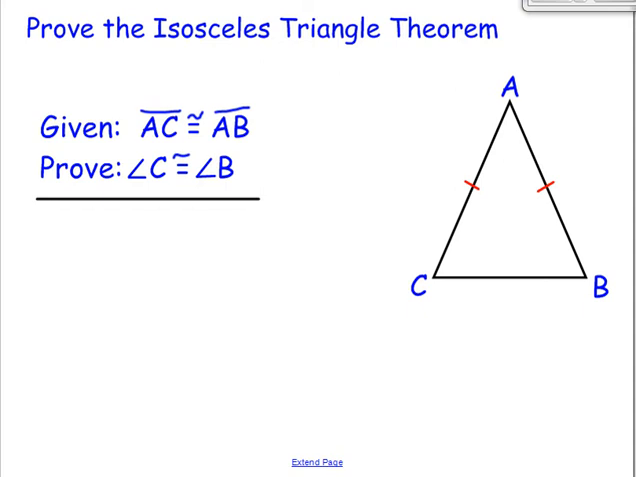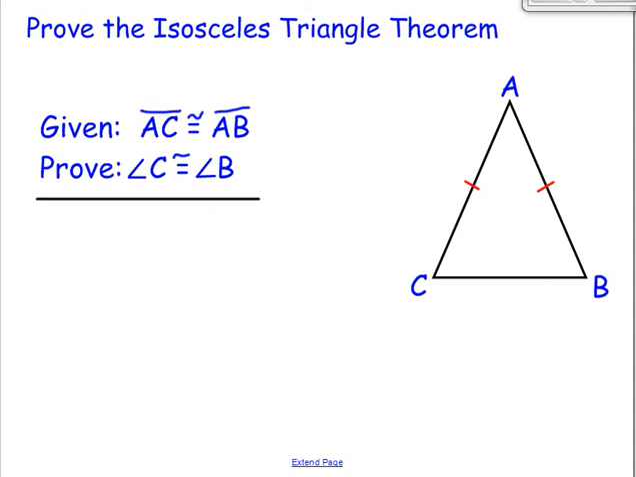Okay, now we're doing lots of proofs this unit, so I'm going to do another proof for you here. And this time what we're going to prove is the isosceles triangle theorem. And again, the isosceles triangle theorem simply said that if I have two congruent sides, then the two base angles, or the two angles opposite the sides, are going to be congruent. So let's go through and do this. I'm given here two sides, AC and AB, that are congruent, and I'm asked to prove that angle C and angle B are congruent as well.